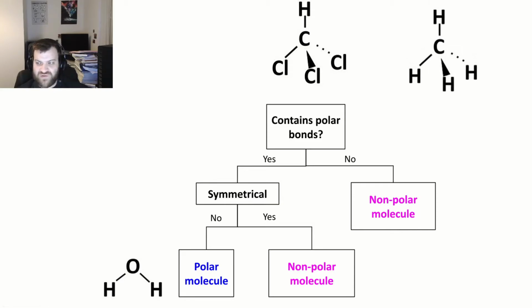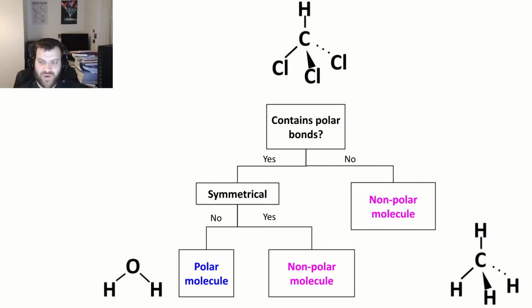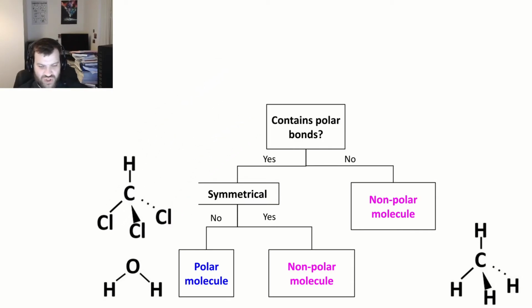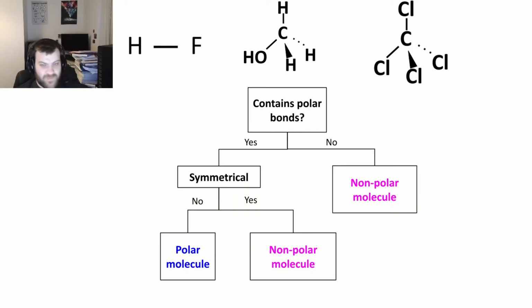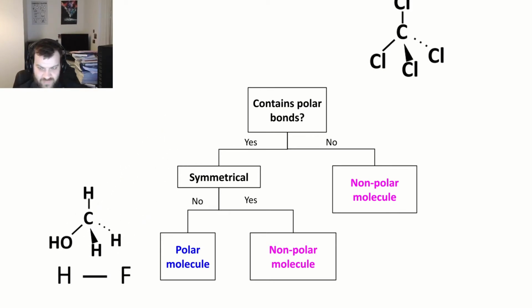In methane, we do not have polar bonds because we've got a very small difference in electronegativity, therefore we're going to have a non-polar molecule. Our trichloromethane does have polar bonds. It's not a symmetrical shape, therefore we're going to have a polar molecule. Our hydrogen fluoride contains polar bonds. It is not symmetrical, therefore it would be classed as a polar molecule. Our methanol contains polar bonds, is not symmetrical, again, a polar molecule.